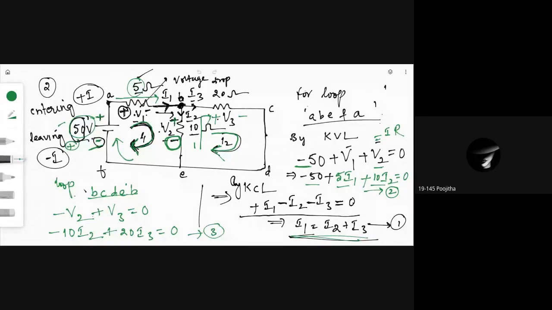If anybody has any doubts, you can ask them, because this is a very basic problem. Try to understand here. It is only an application of KCL, KVL and Ohm's law by using the notations.